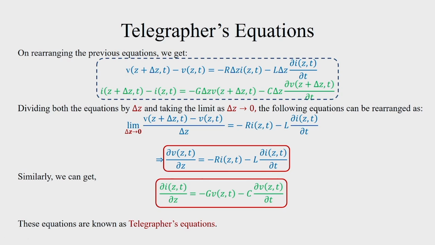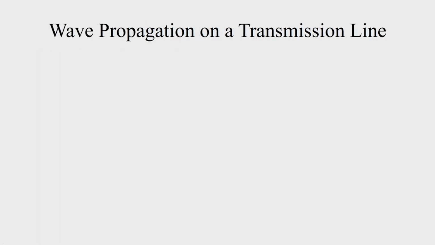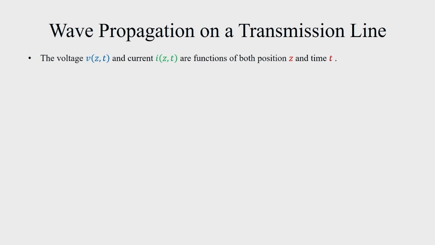It may be noted that the spatial derivative of the voltage in the first equation is related to the time derivative of current. Similarly, the space derivative of the current in the second equation is related to the time derivative of voltage. So, in one way these equations are coupled, and we have both voltage and current present in this equation. Now, let us see how we can infer wave propagation on a transmission line.